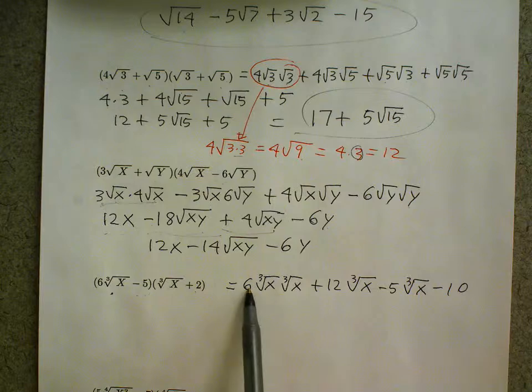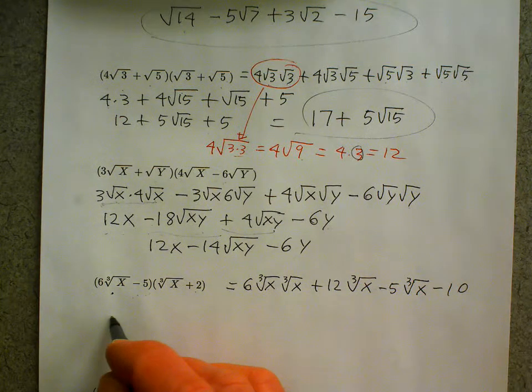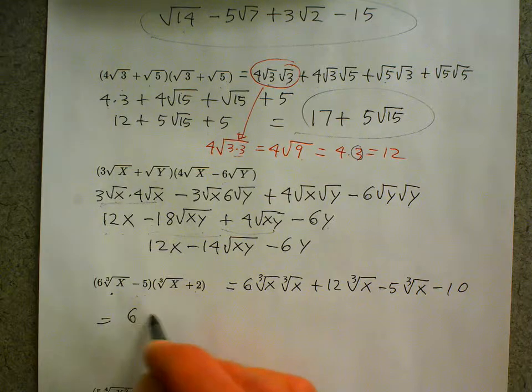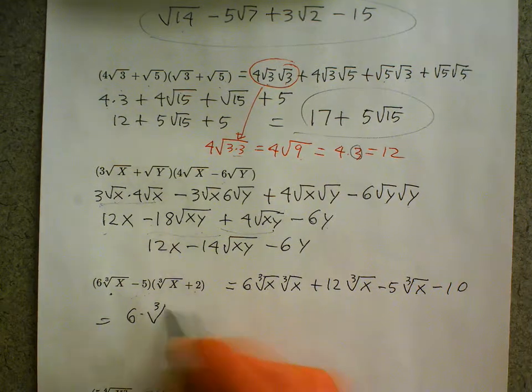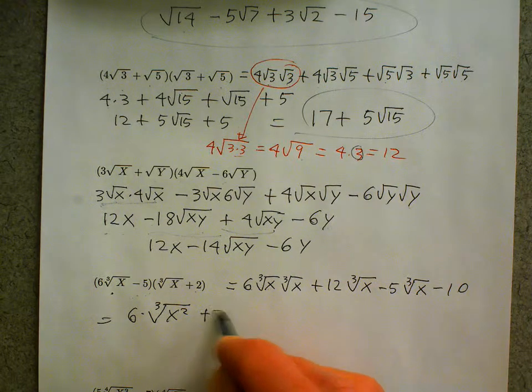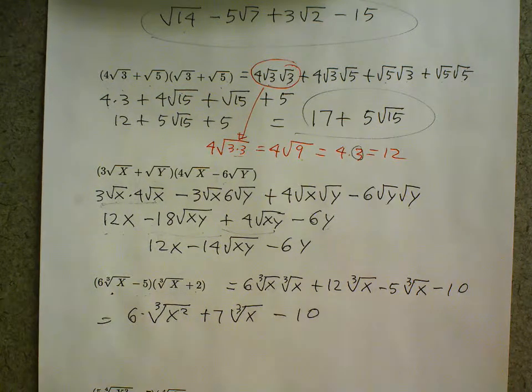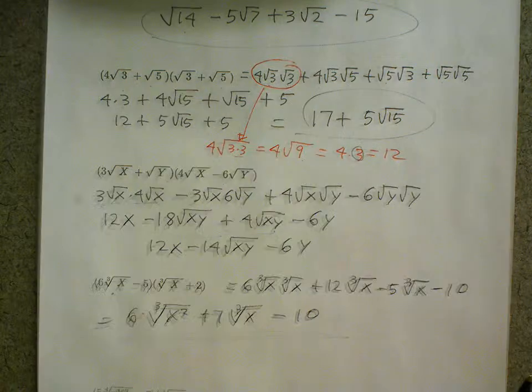So on this one, 6 times the cubed root of x times the cubed root of x will just be 6 times the cubed root of x to the second. The next two terms are like terms. Those add up to 7 times the cubed root of x, and then minus 10. Okay, so that is as far as we can simplify that one.